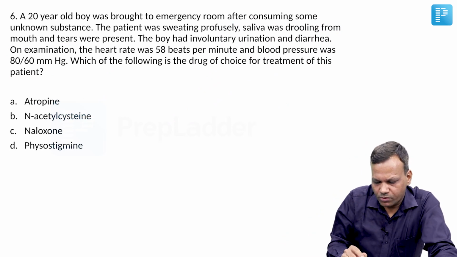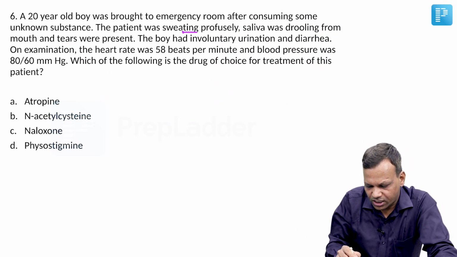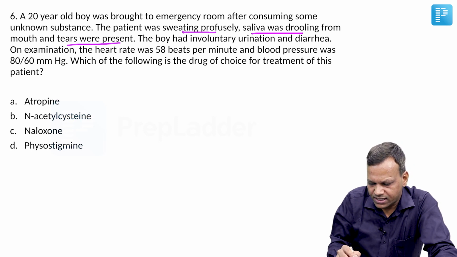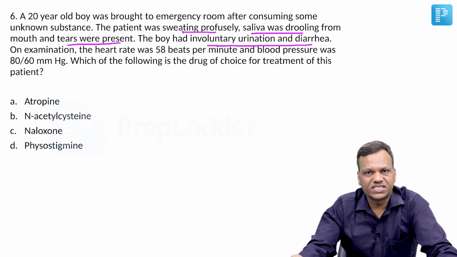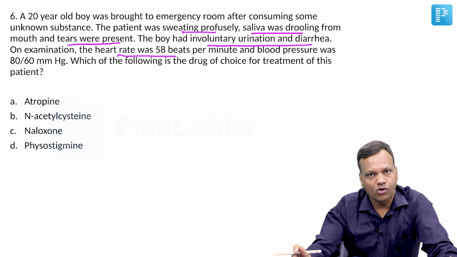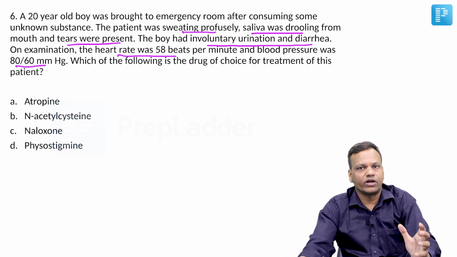A 20-year-old boy was brought to the emergency room after consuming some unknown substance. The patient was sweating profusely, saliva was drooling from the mouth, tears were present. The boy has involuntary urination and diarrhea. So basically cholinergic symptoms are there. On examination, heart rate was 58, so again bradycardia, a cholinergic symptom, and BP is again low. So basically it is a cholinergic overdose.